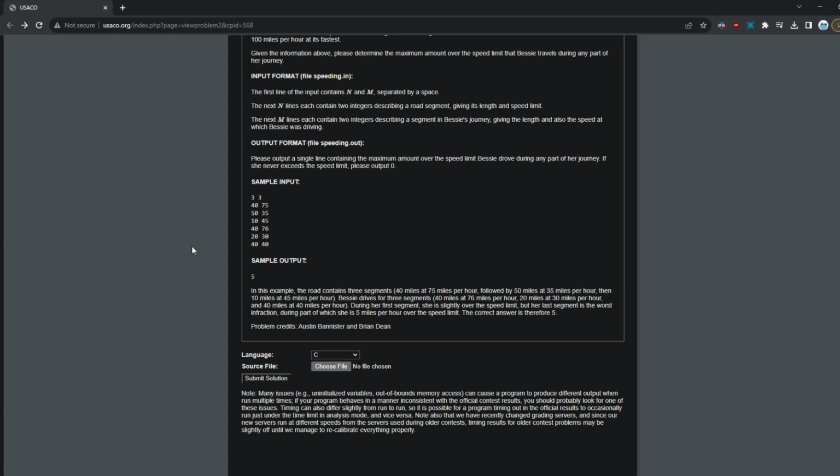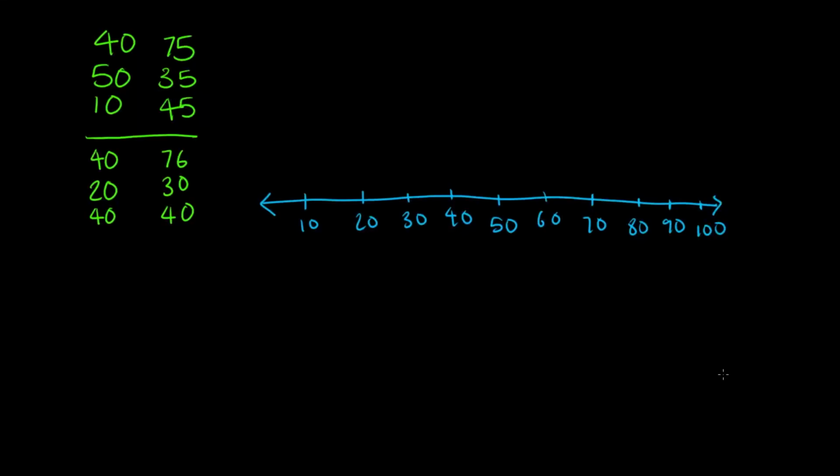I'm going to visualize it on a number line, similar to what I did with the previous problem. As you can see, we have a number line, and this is simulating the road that we have. For the segments of the road, I'm going to label them with red, on top. The first 40 has a speed limit of 75, then the next 50, up until 90, has a speed limit of 35, and then the next 10 has a speed limit of 45.